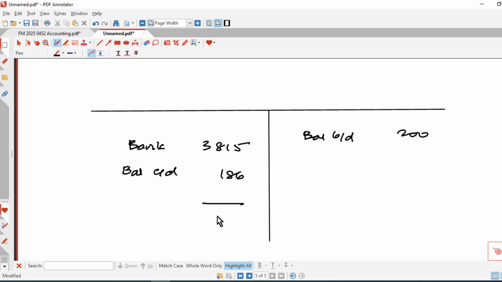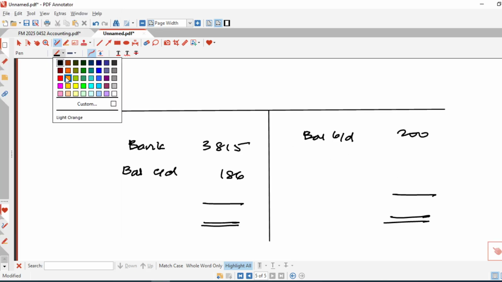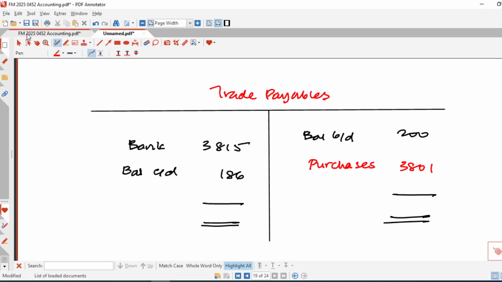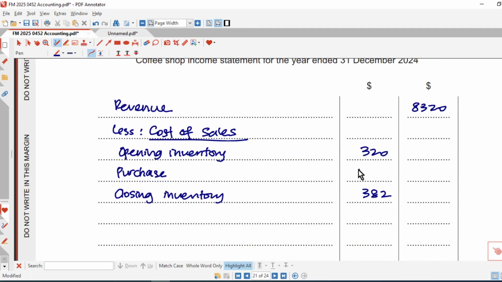Okay, let's see if we can find something out of here. So 3,815 plus 186 minus 200. That gives me 3,801. This is going to be my figure for purchases. So the total figure for purchases for the coffee shop is 3,801. So you see a little bit of incomplete records here, huh?